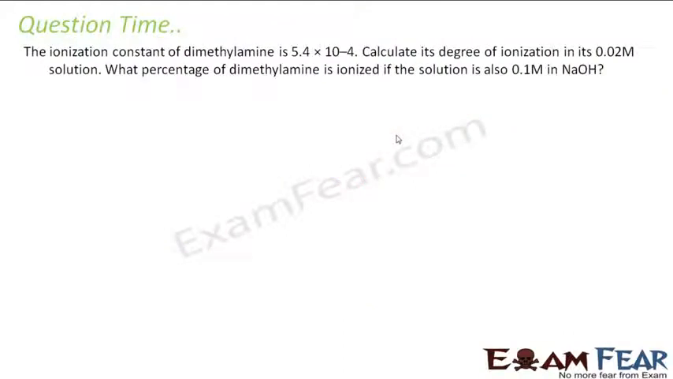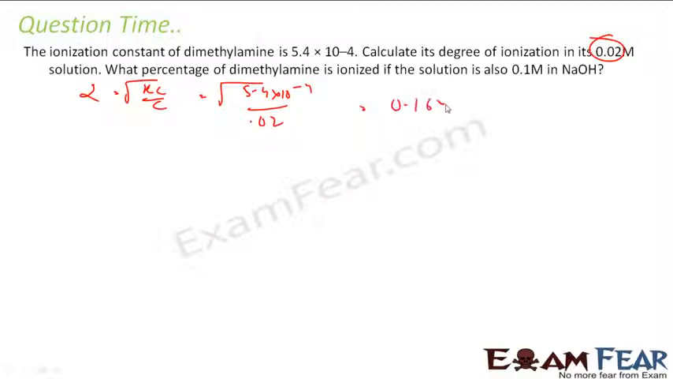This is a similar question to what we had in the last one. The ionization constant is given. We have to find the degree of ionization. So degree of ionization is nothing but root of Kb by C. Nothing but 5.4 times 10 to the power minus 4 by C, which is 0.02. You solve this, you get 0.16. This is my degree of ionization.